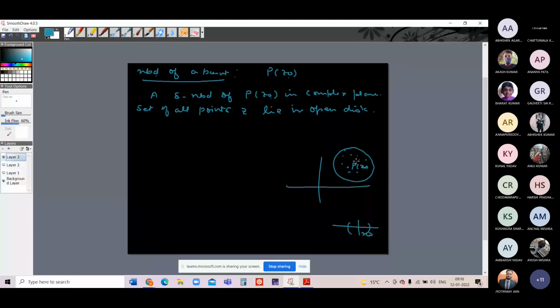Neighborhood of this point z naught in complex plane is set of all those z which lie in open disk about this point z naught and radius is delta. Radius of this open disk is delta. It means that it lie in the open disk mod z minus z naught less than this delta. So it is called delta neighborhood of this point P. Generally we denote this delta neighborhood by N delta P.